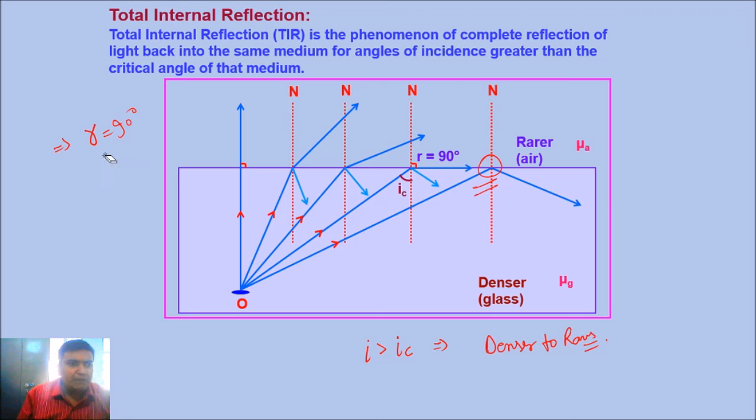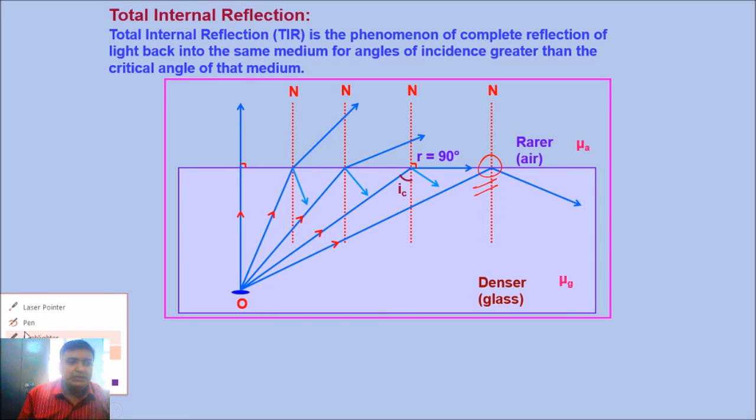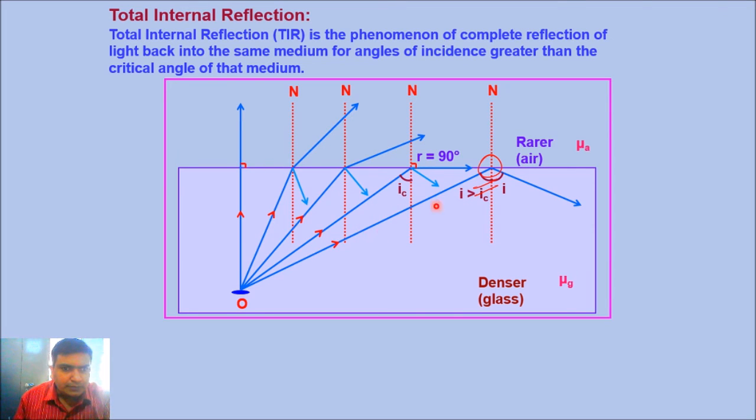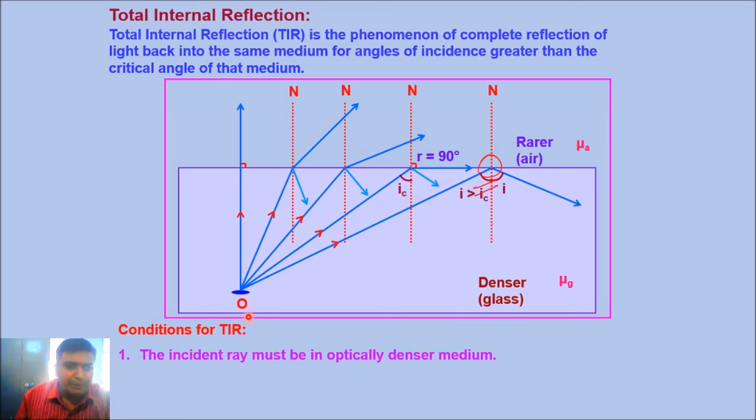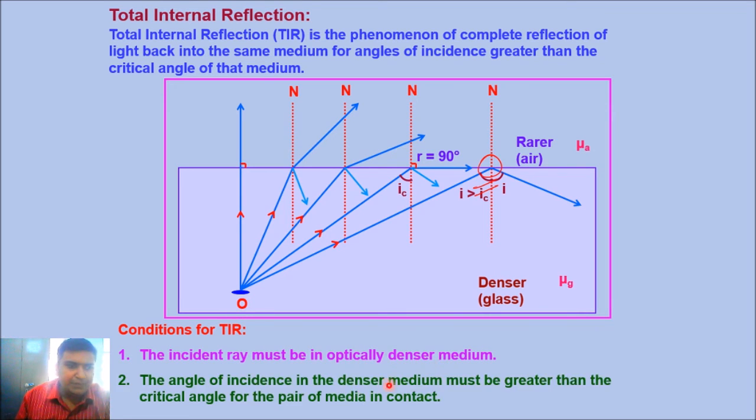There are many phenomena of total internal reflection that we have seen. The mirage in desert areas is also an example of total internal reflection. Optical fiber is also based on the principle of total internal reflection. The condition of TIR is that the incident ray must be in the optically denser medium, and the angle of incidence in the denser medium must be greater than the critical angle for the pair of media in contact.